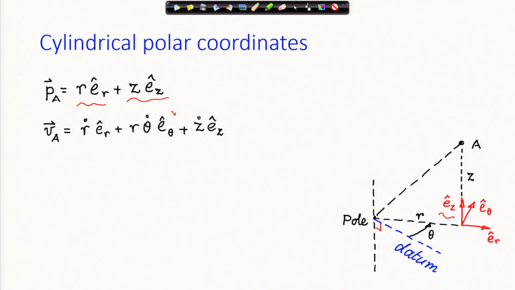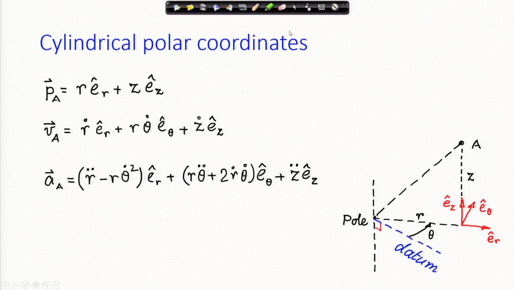Therefore, when I do a time derivative, this part is the same as the plane polar coordinates and this is z dot Ez cap. Straightforward. If I differentiate once again with respect to time, I get the acceleration. Once again you notice that this part is the acceleration in the plane polar coordinates and this is the additional term because of Ez. So, this much for the cylindrical polar coordinates.